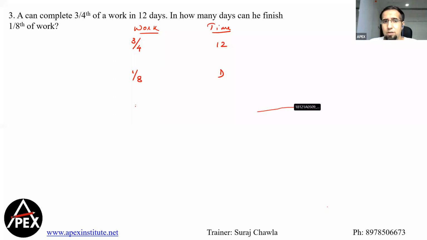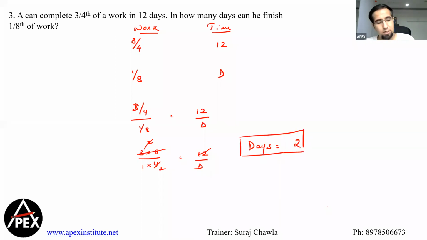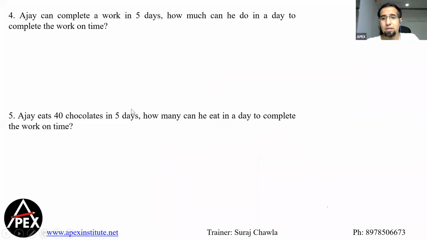Let's say I say D days. So this becomes 3 by 4 by 1 by 8 is equal to 12 by D. Or I have 3 into 8 by 1 into 4 is equal to 12 by D. 12 ones are 12, twos are 2. So the number of days becomes a direct calculation, that is equal to 2. Okay, guys. So this is one kind of model that we have seen. Now let's enter into the second model of this chapter. Can we answer these two questions, please?